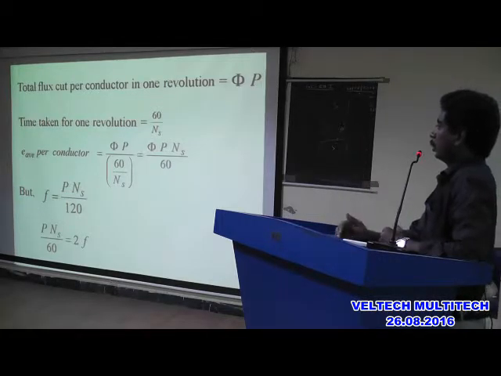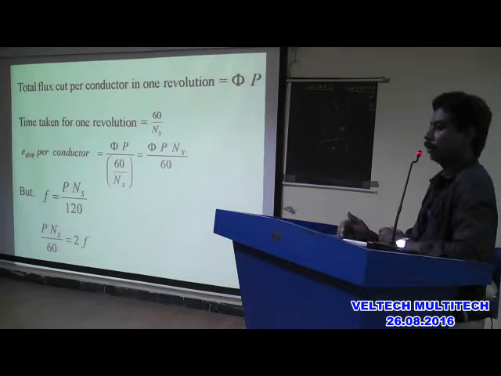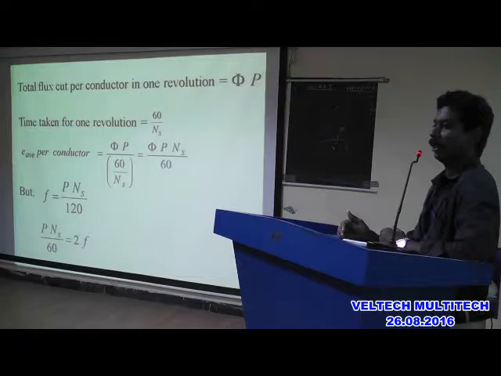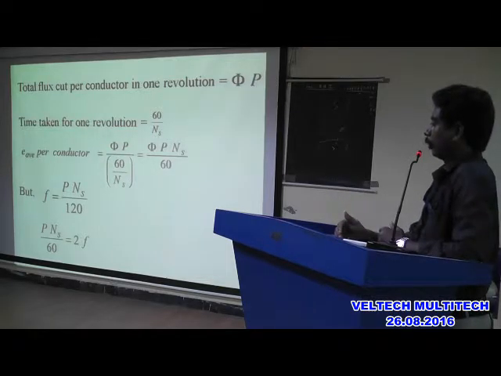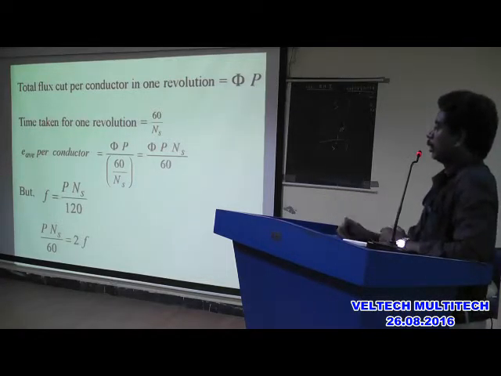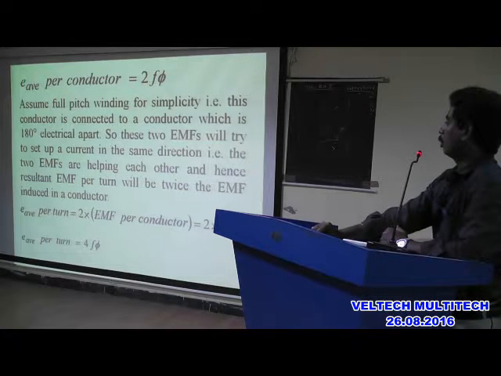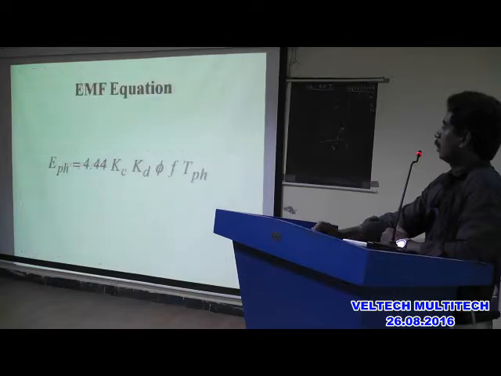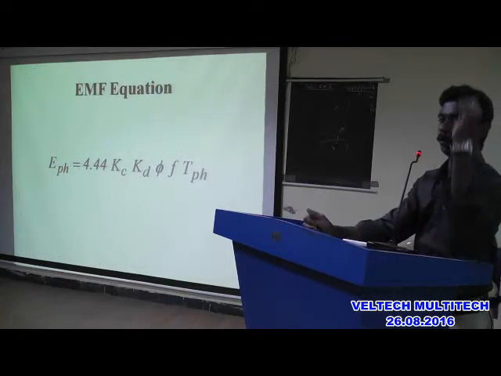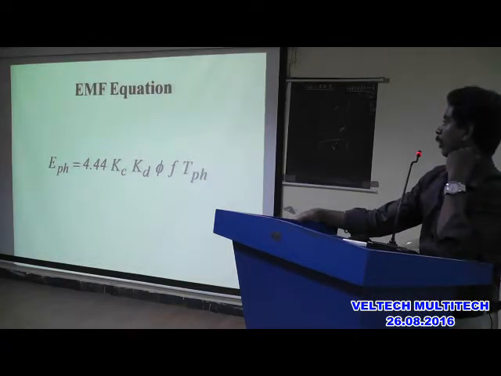Now you can substitute in that expression. So finally you have PφNs divided by 60. In the generalized expression, you know that Ns equals 120f by P. From that you can derive 2f equals PNs divided by 60. Instead of PNs divided by 60, you can substitute 2f. So finally you have the expression, that is E phase equals 4.44 Kc Kd φ f T phase.